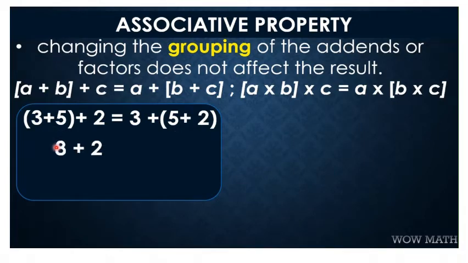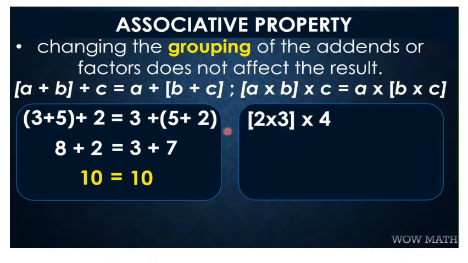3 plus 5 is equal to 8 plus 2. And then on the right side of the equation, we have 3 plus 5 plus 2, that is 7. Now, kung mapapansin nyo, magkaiba sila. Okay, let's see if they are still equal under associative property. So, 8 plus 2, that is 10. 3 plus 7, that is also 10. Now, what have you noticed? They are still equal. Okay, so therefore, associative property is true under addition.